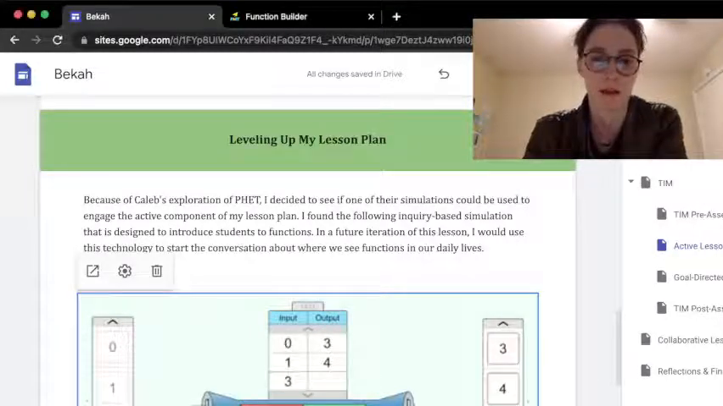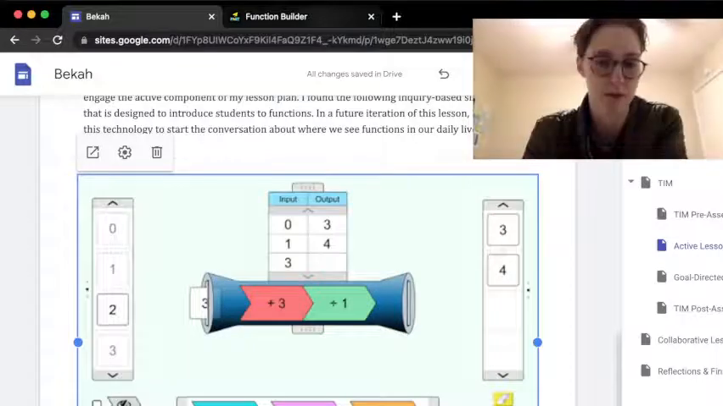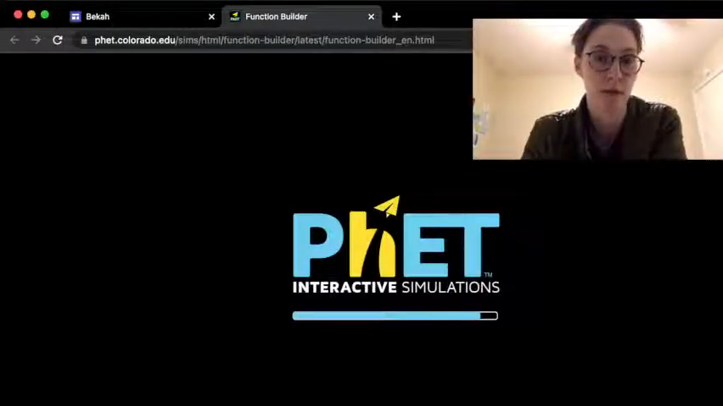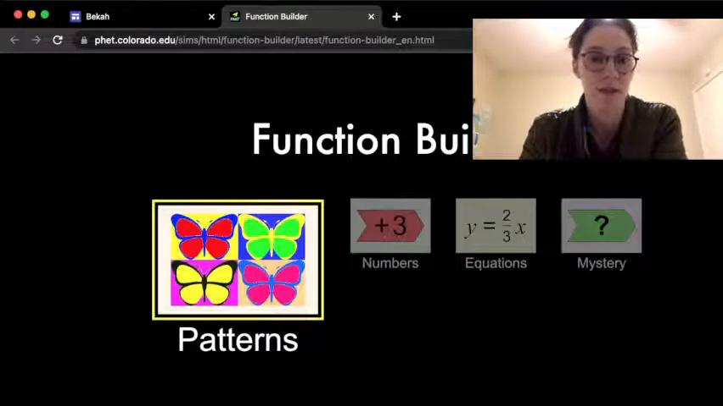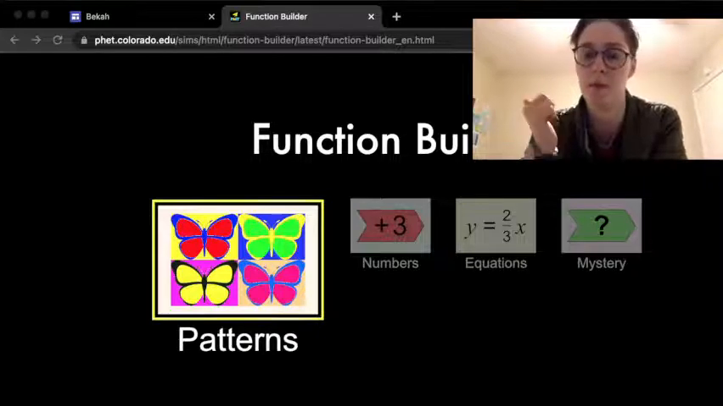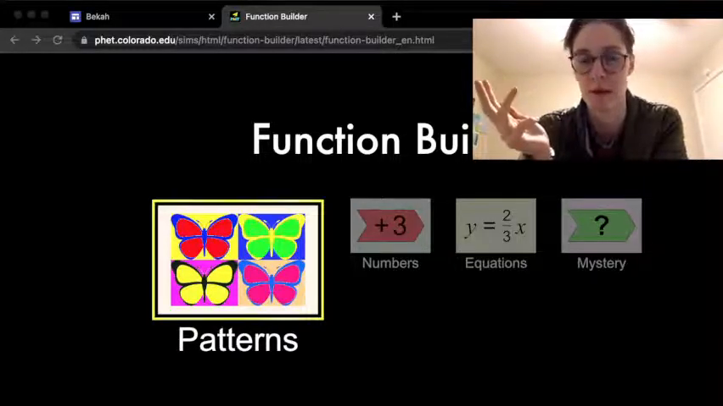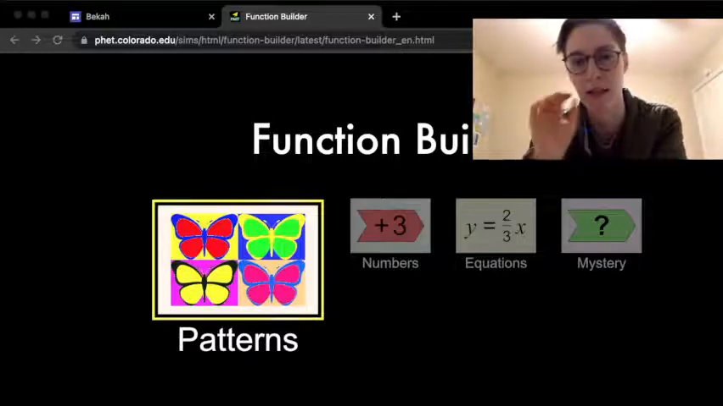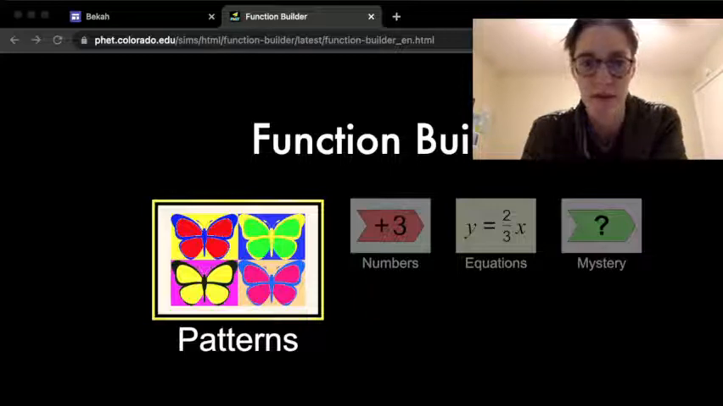So on PhET, I found this simulation here. It's called a function builder. And I thought that this is a great tool, specifically because of the scaffolding involved. As you can see on the screen, we have 4 different sections. We can start with patterns, then we can move to numbers, equations, and then a mystery, right? So it's sort of inquiry-based. I think that's a great extension activity for maybe the GT kids or fast workers.